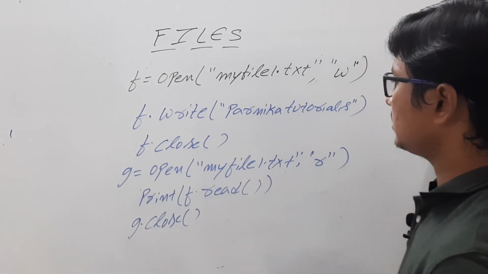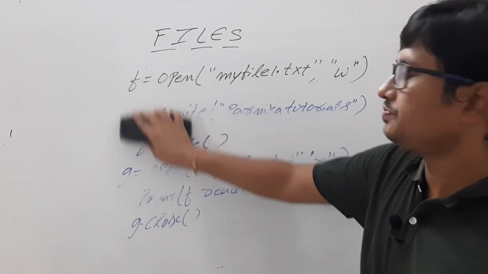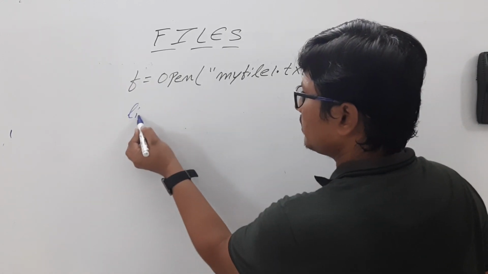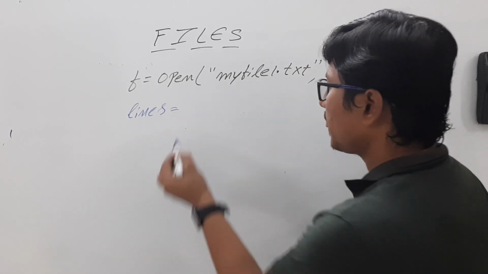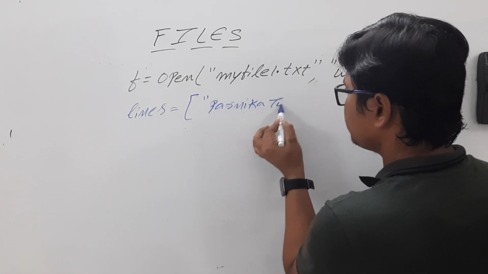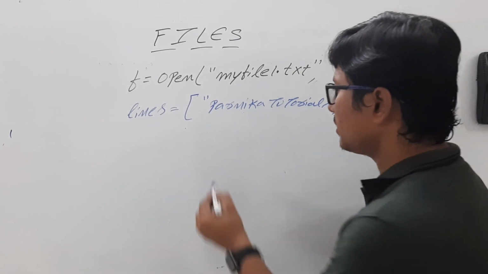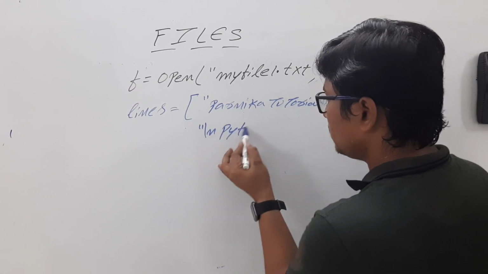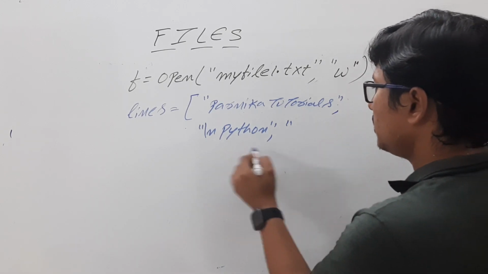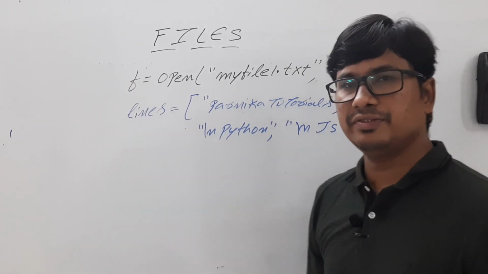Okay, now let me discuss how we can write a series of lines into the file. Suppose lines is equal to a list: "Parnika tutorials\n", "Python\n", "JavaScript\n". See, these are the elements in a sequence; like that I am giving a list of elements.